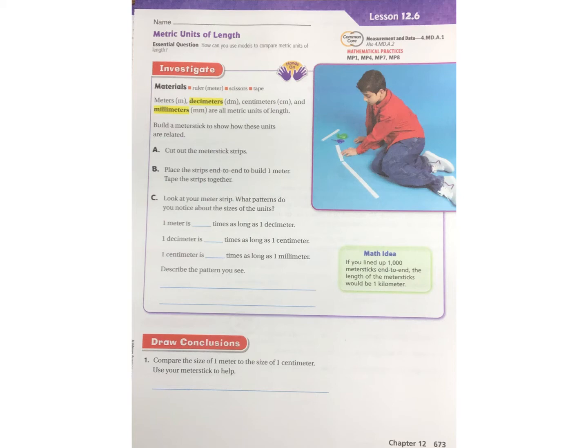So, look at your meter strip, and we have one right up here. What patterns do you notice? 1 meter is 10 times as long as a decimeter, write it down. Okay, and then 1 decimeter is 10 times as long as 1 centimeter. Write it down. Okay, and then 1 centimeter is 10 times as long as, yeah, let's say it excited though, 1 millimeter.